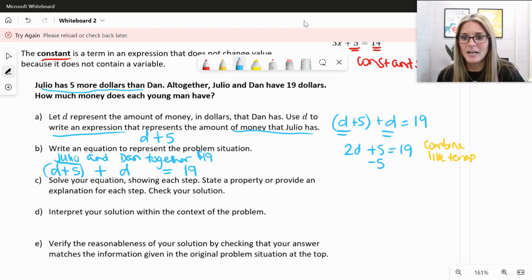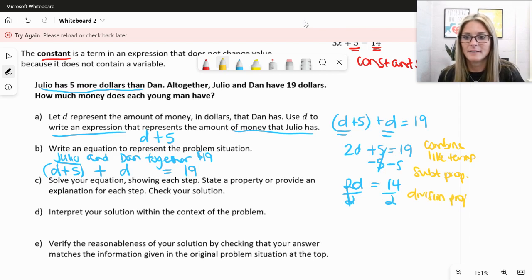Next, I'm going to subtract 5 from both sides. That is the subtraction property of equality. I'm going to write subtraction and prop just for shorthand there, which would leave me with 2D equals 14. Next, I will divide both sides by 2, which is the division property of equality. Let me write that to the side. And that'll leave us with D equals 7.